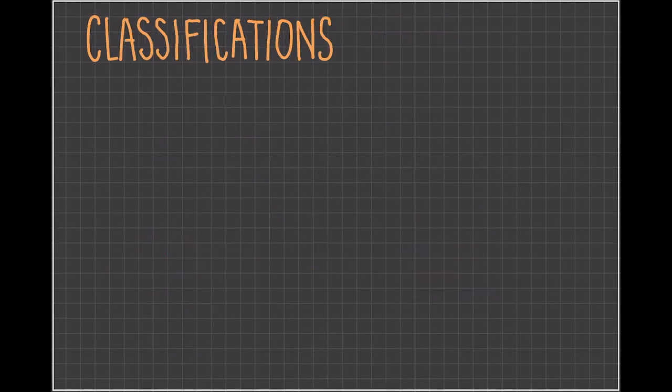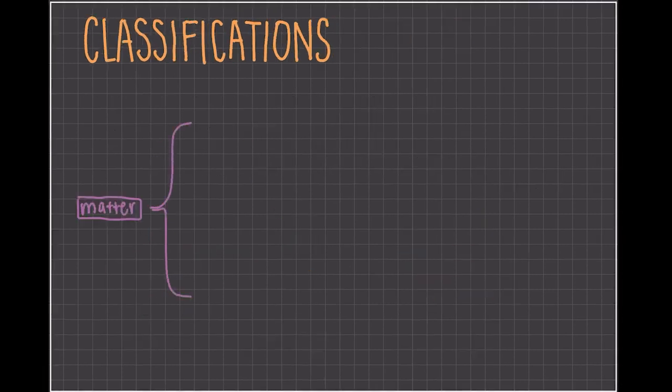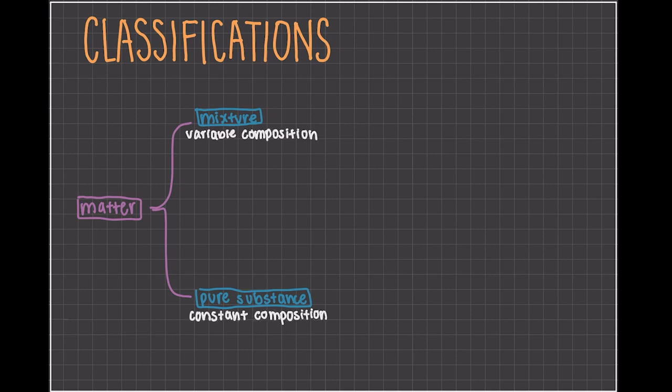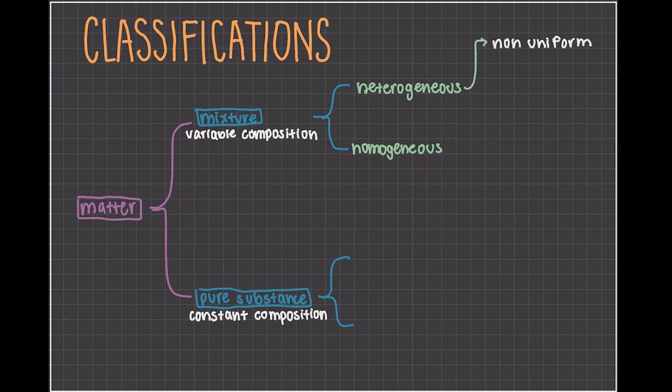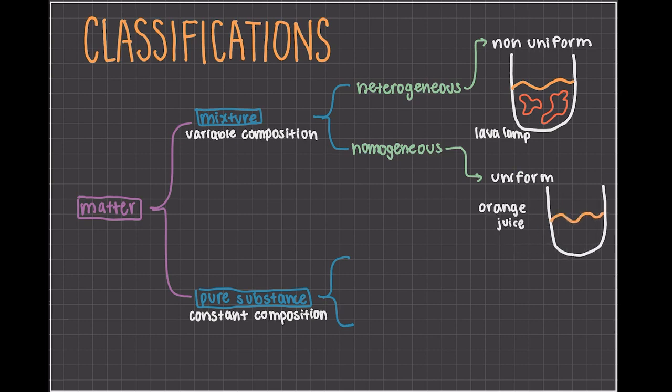Now let's move on to classifications of matter. Matter can be split up into two general categories, a mixture and a pure substance. A mixture has a variable composition, while a pure substance has a constant composition. A mixture can then be split up into two more categories, heterogeneous and homogeneous. Heterogeneous is a non-uniform mixture like a lava lamp, while homogeneous has a uniform body, kind of like orange juice.